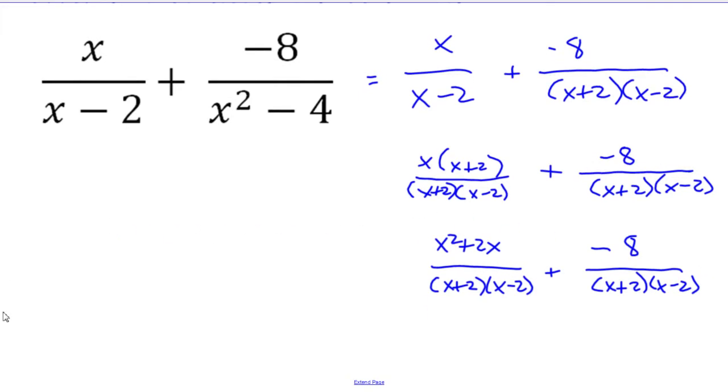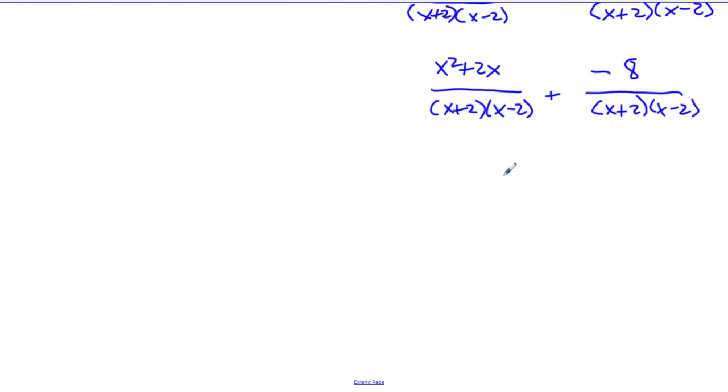And so now I'm going to add these together. This looks like x squared plus 2x minus 8. There's really no other way to put this together but just to tack that negative 8 onto the end, and I get this expression, x squared plus 2x minus 8 over my common denominator. Remember, when you put together your denominators, there's no need to change anything.